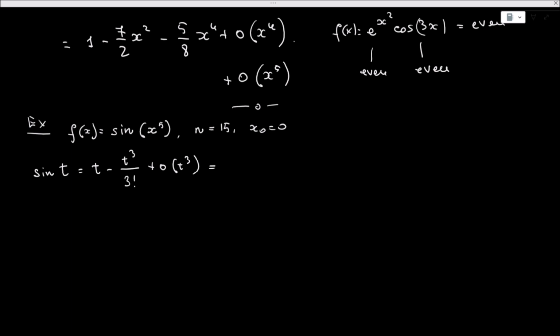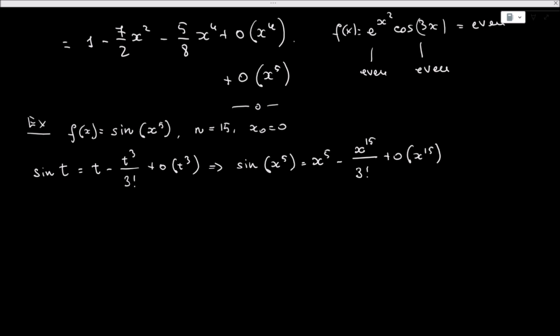And of course this gives sine of x to the 5 equal to x to the 5 minus x to the 15 divided by 3 factorial plus little o of x to the 15. Okay, and this is done.